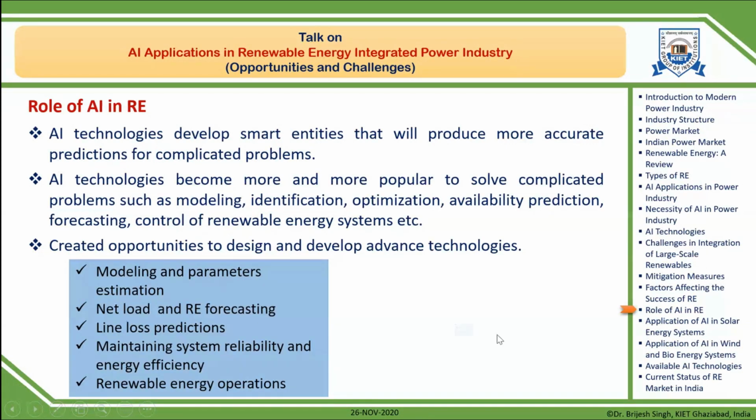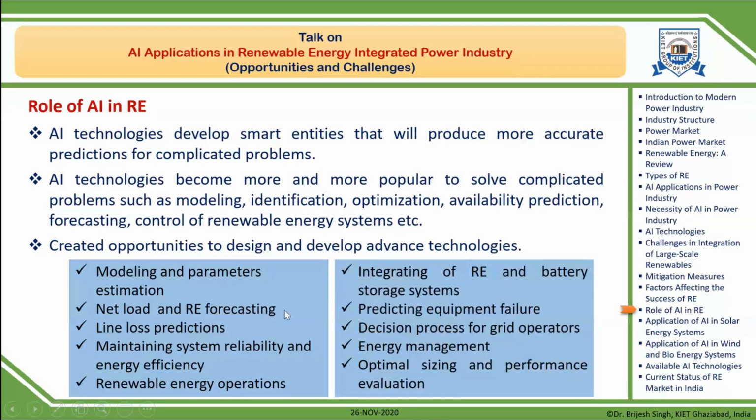These are some areas where you can apply AI technology, like modeling and parameter estimation. If you want to model any power system, then modeling and parameter estimation can be done with the help of AI. Net load and RE forecasting means load forecasting and renewable energy forecasting problems. Line loss prediction, maintaining system reliability and system efficiency, and renewable energy operations.